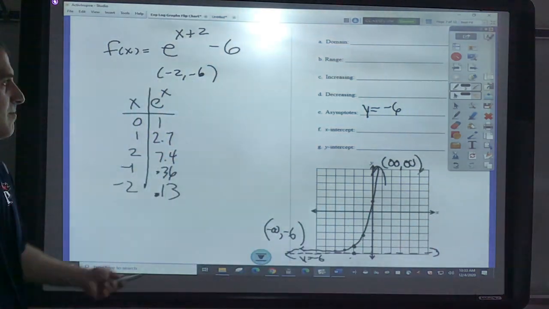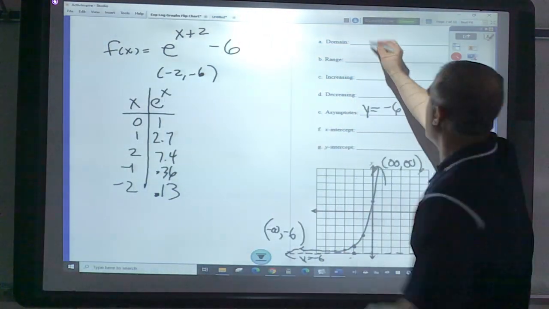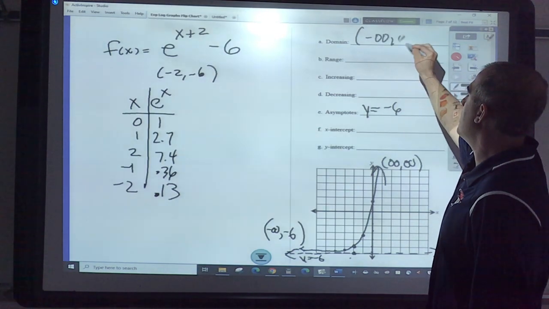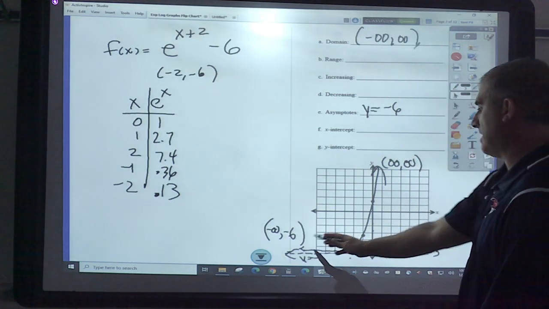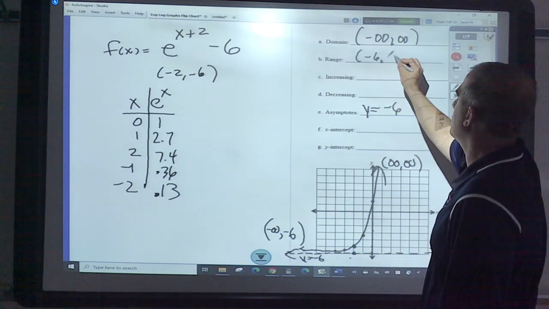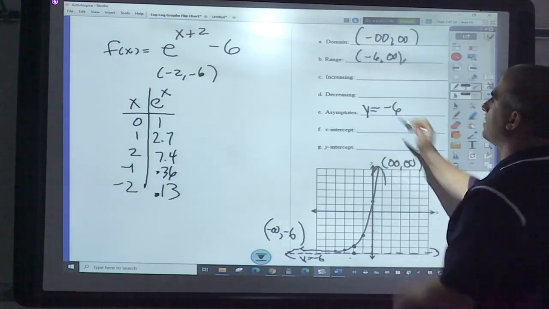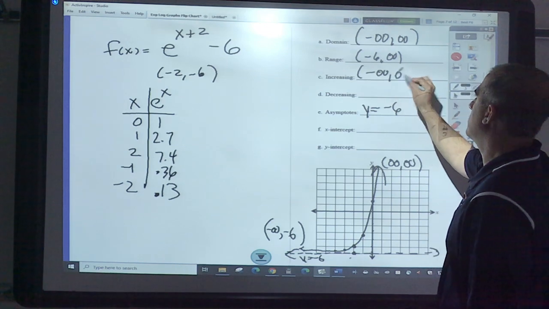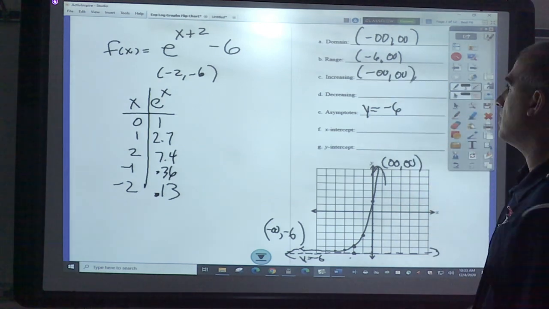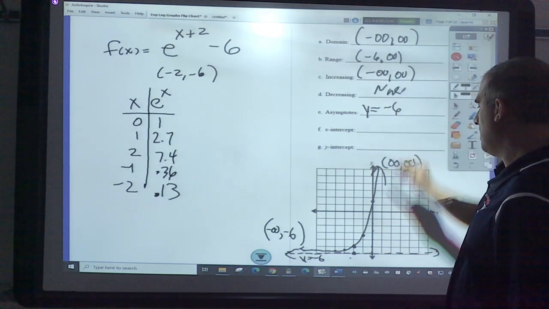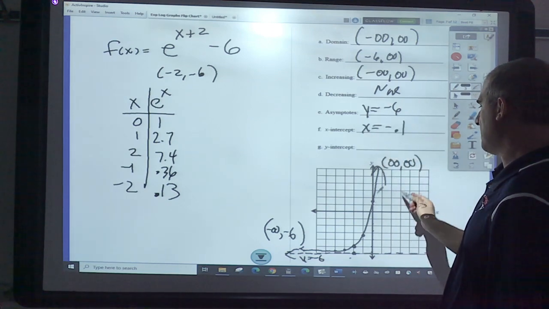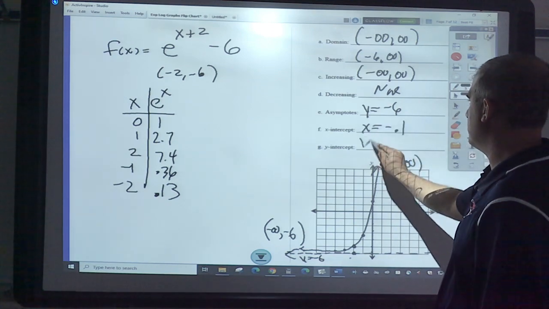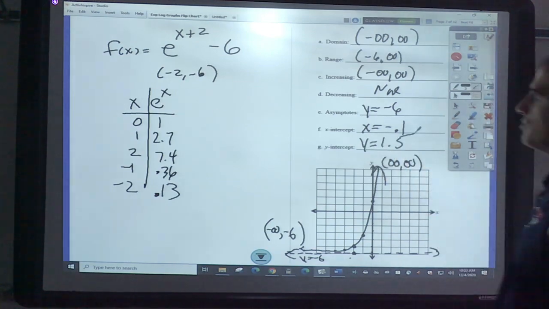Okay, all right, my domain, done exactly the same, -infinity to infinity, okay? All right, my range is -6 to infinity. This is increasing the whole way, okay? So it's decreasing none. I'm gonna estimate my x-intercept at like -0.1. My y-intercept is like 1.5. Okay, it's good enough for there.